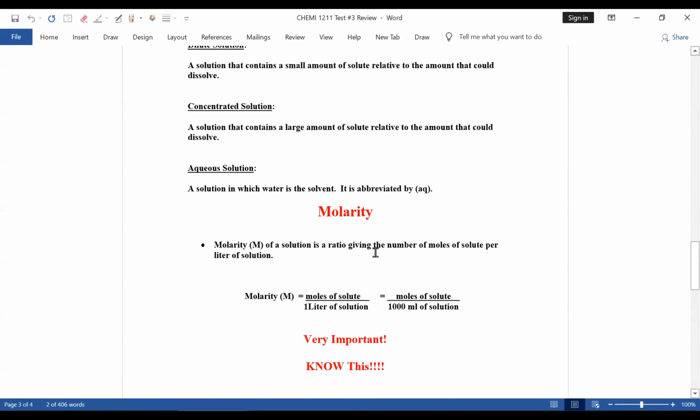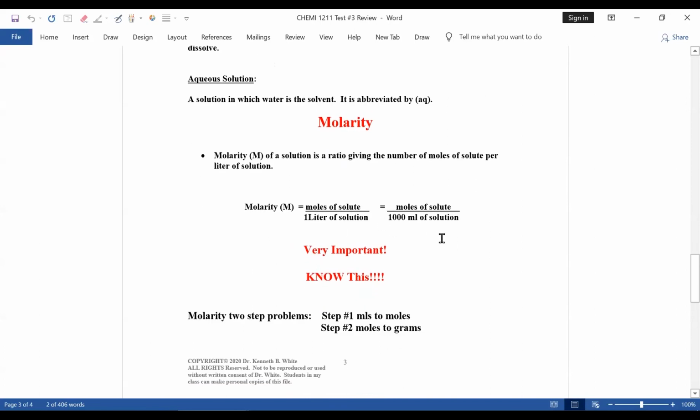You should know molarity, which is indicated by a capital M, of a solution is a ratio of the given moles of a solute per liter of solution. And you'll be given this important information. Molarity is moles of solute per 1 liter, but in the lab we use milliliters. 1 liter equals 1,000 milliliters. So this will be given to you in the important information, so you don't have to memorize it, but molarity is moles of solute per 1,000 milliliters of solution.